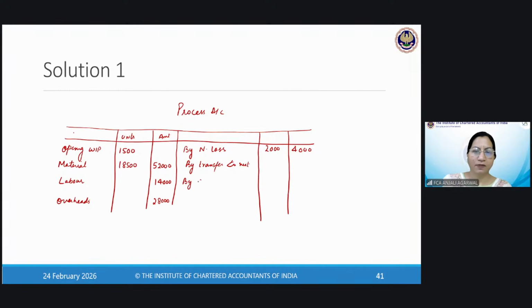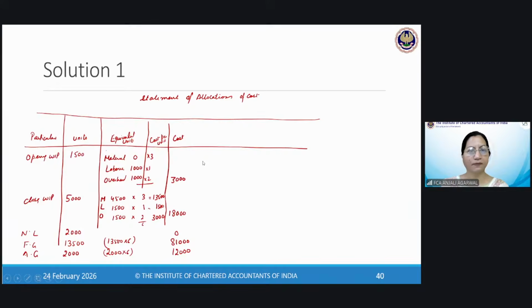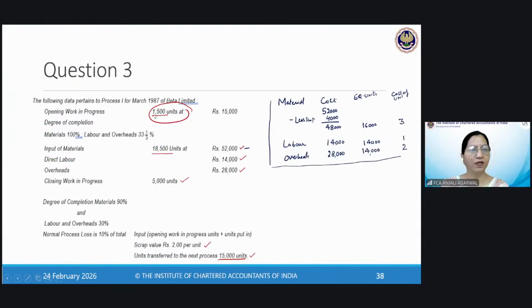By closing WIP, 5,000 units, costing 18,000. And there was abnormal gain, 2,000 units, costing 12,000. Transfer to next process were 15,000 units. You would also have opening value of opening WIP, 15,000. Okay, this is very important.